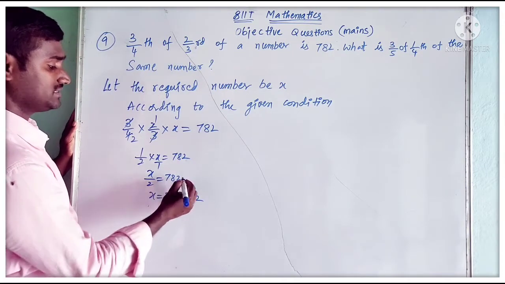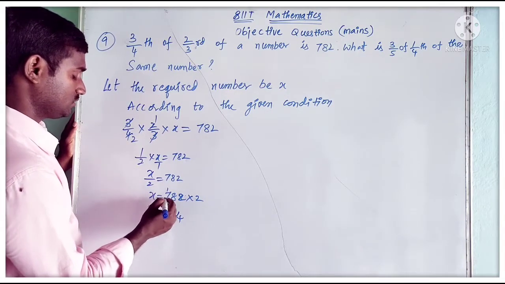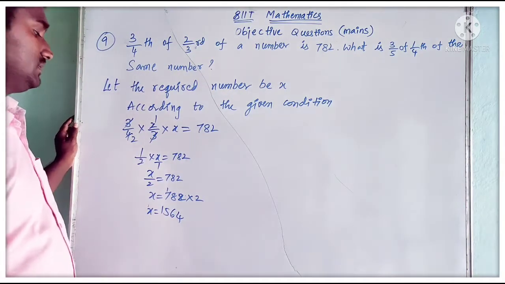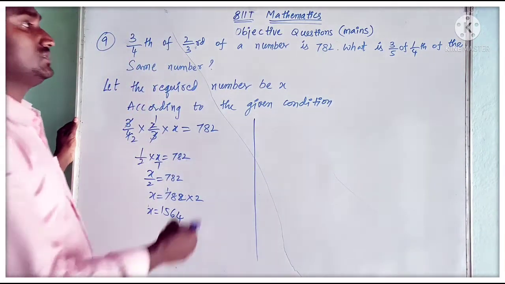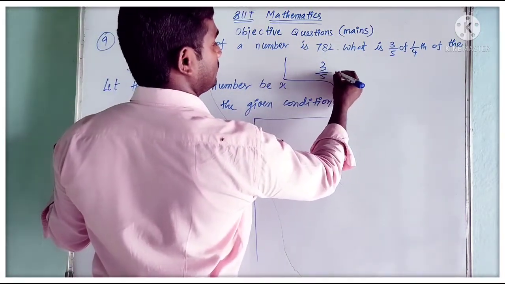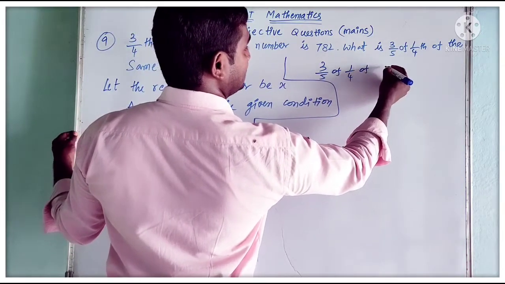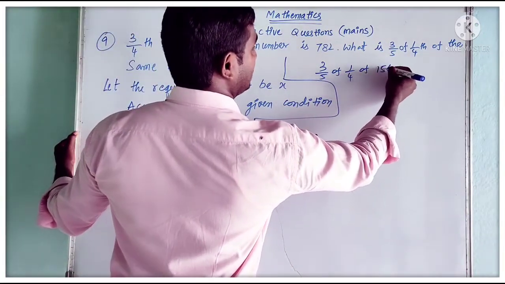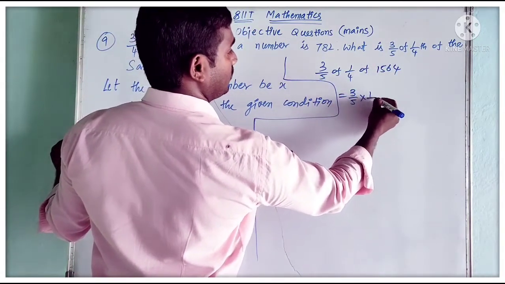If you send the 2 to the right side, it becomes multiplication. 2 fours are 8, 2 eights are 16, 1 carry, 2 sevens are 14, 15. So x equal to 1564. The number we got is 1564. Now we need to find 3/5 of 1/4 of the same number. The same number we got as x, x is 1564.